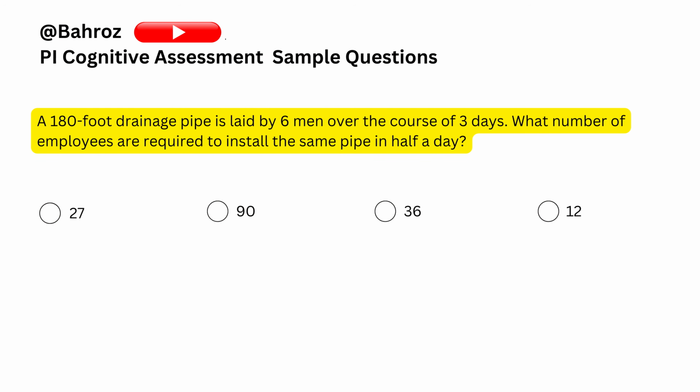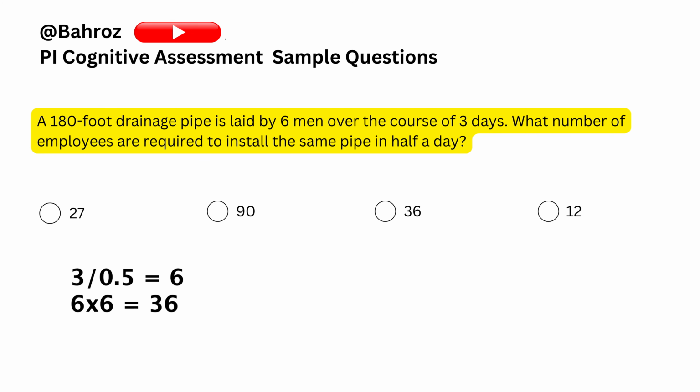Here the question we have is, a 180-foot drainage pipe is laid by 6 men over the course of 3 days. So it takes 3 days for 6 men to lay a pipe of 180 foot. What number of employees are required to install the same pipe in half a day? Now 180 foot doesn't matter, whether it's 180 foot, 200 foot, that is irrelevant. What is relevant is it takes 6 people to do a job in 3 days. How many people will be needed to do a job in half a day?